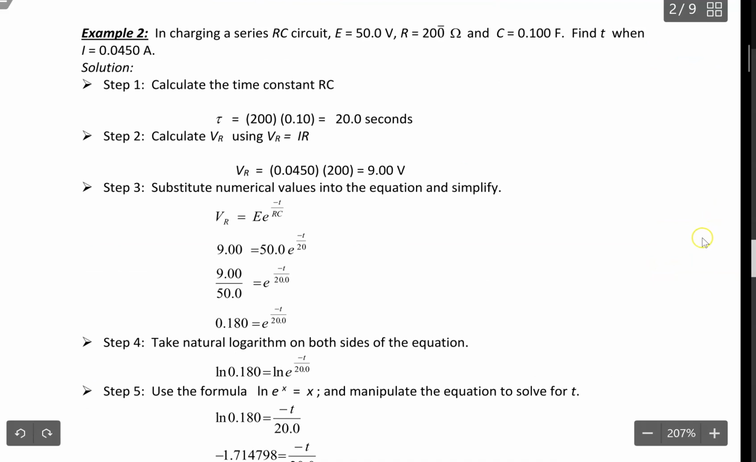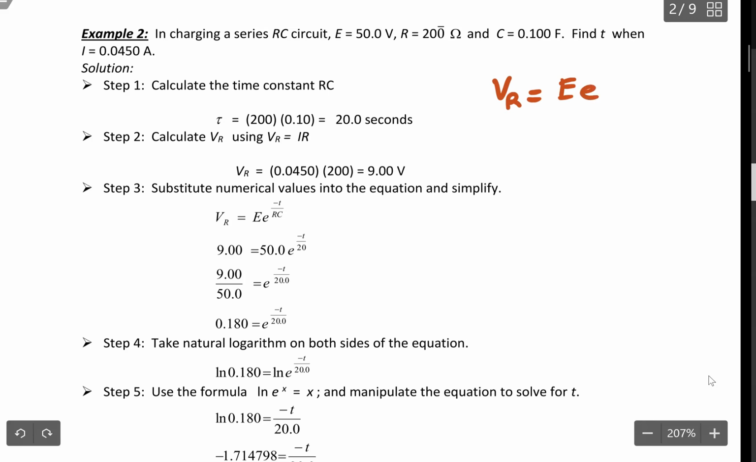So this one we will do the reverse. If we do the reverse, that means we are going to find time instead of finding the voltage across the resistor. So I think it's a good idea to write our equation down. I will have VR equal to the voltage source multiplied by the number e raised to exponent negative t divided by the time constant R times C, if we are talking about the RC series circuit in this case, right?